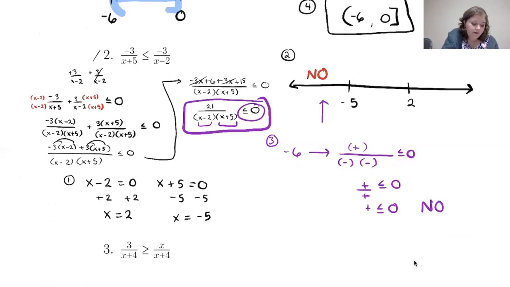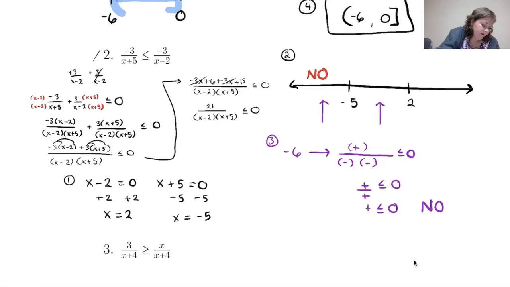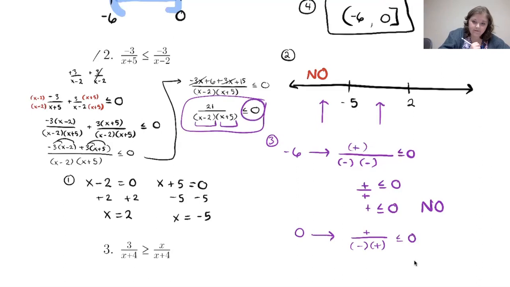So now we'll test something from the next interval, something in between negative 5 and 2. So I'm going to pick 0 because it's an easy number to plug in. So the top is 21, which is a positive number. The bottom, when we plug in 0, we get 0 minus 2, which is negative. And then 0 plus 5, which is positive. And we'll test if it is less than or equal to 0.